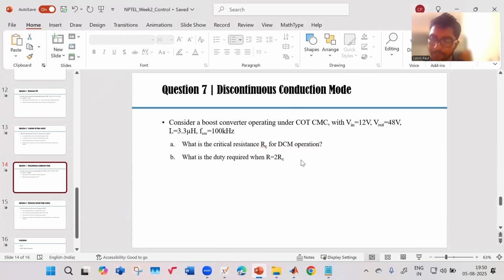And then the critical resistance you could get. Next, we have to find the duty required when your R is 2 RC, when your resistance is twice the critical resistance. When your resistance is twice the critical resistance, it will operate in pure DCM. Okay, let me just show this part. Let me simulate this in MATLAB.